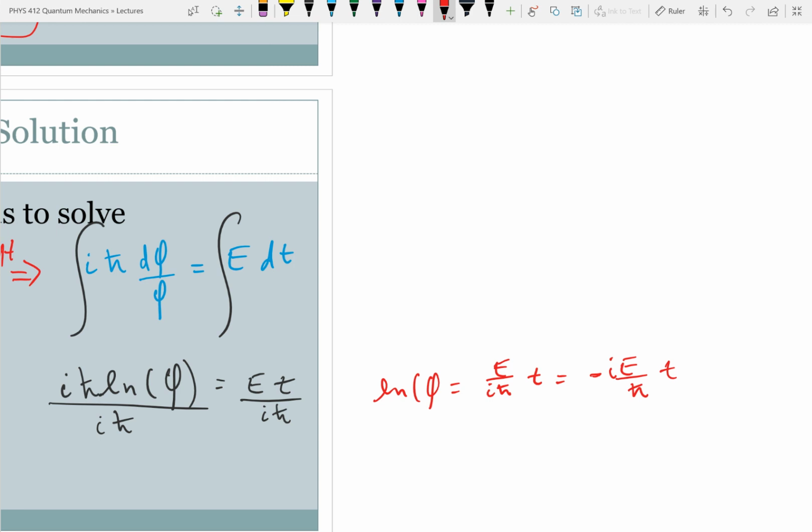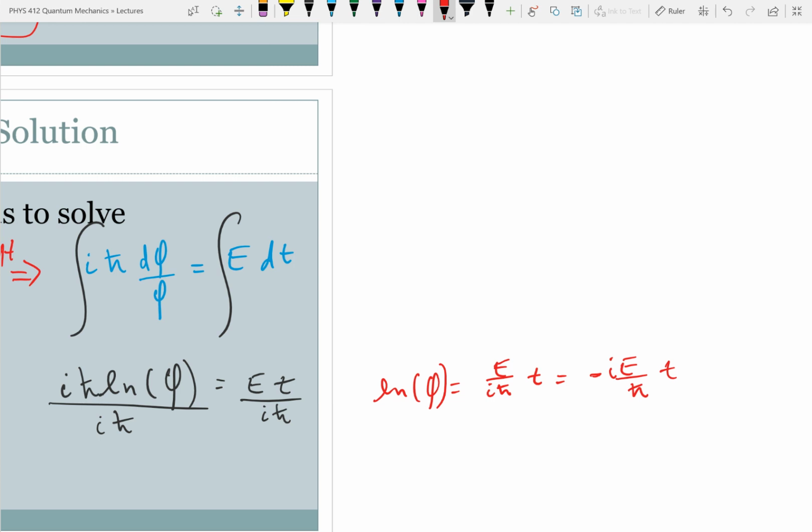Question, Chris? Go ahead. Is there a reason why nobody likes the i, or 1 over i? Well, I learned back as a kid that you should always have rational things in the denominator. If it's going to be irrational, it needs to be in the numerator. So that's probably why.